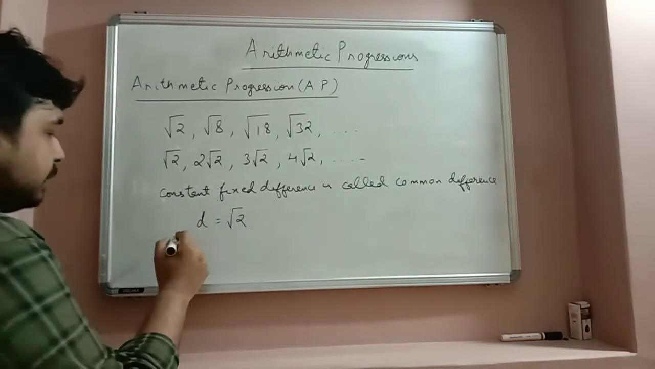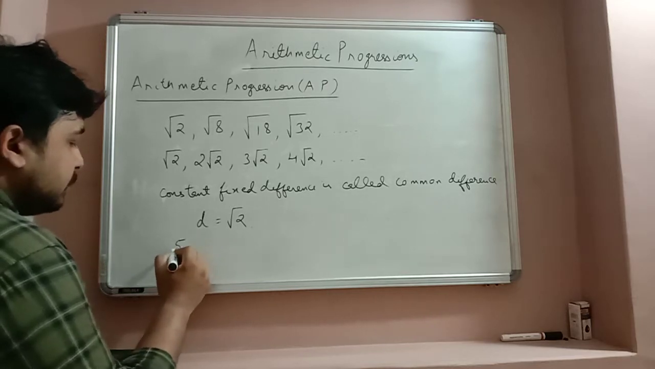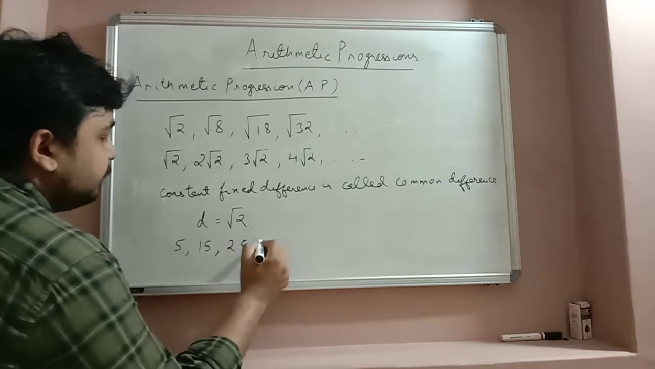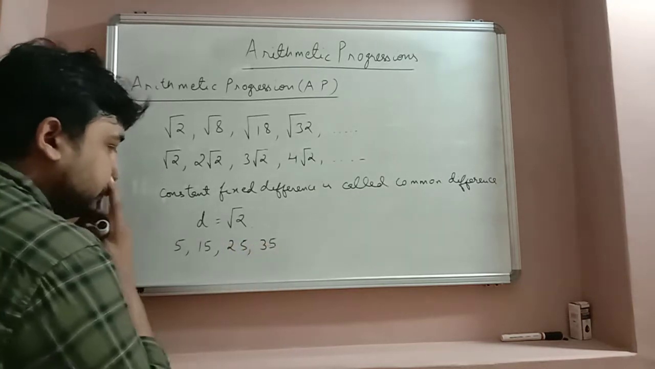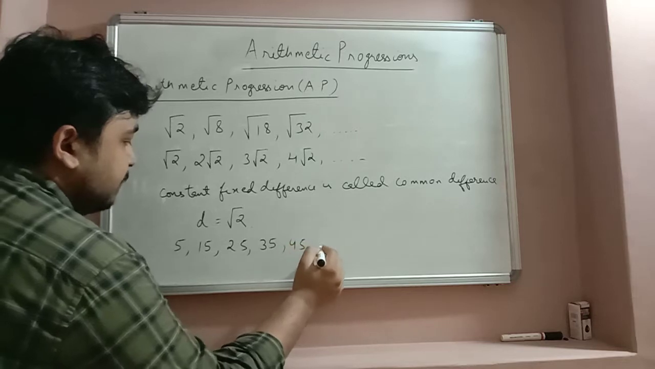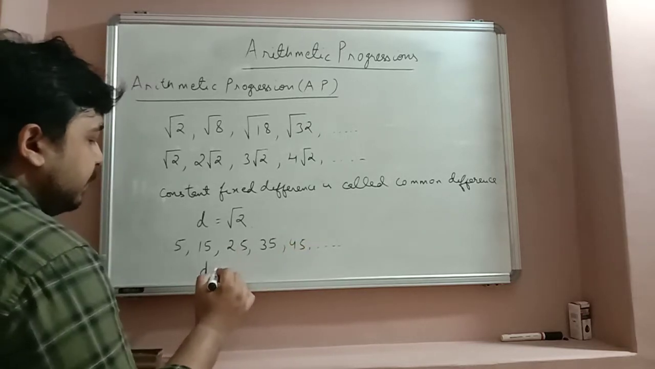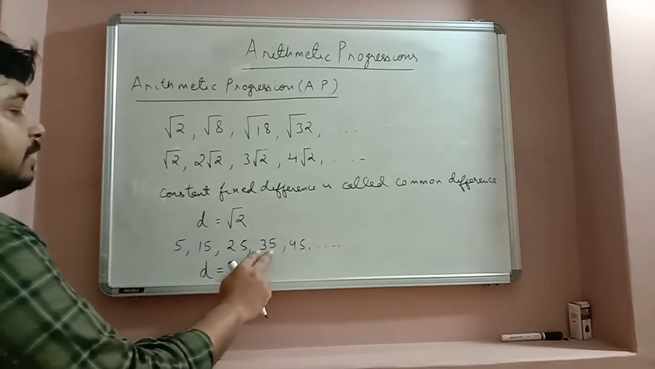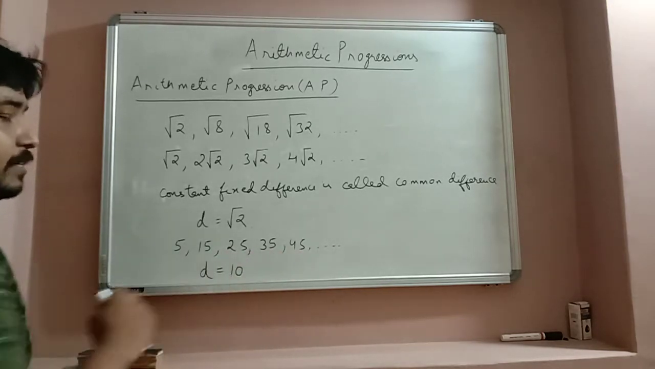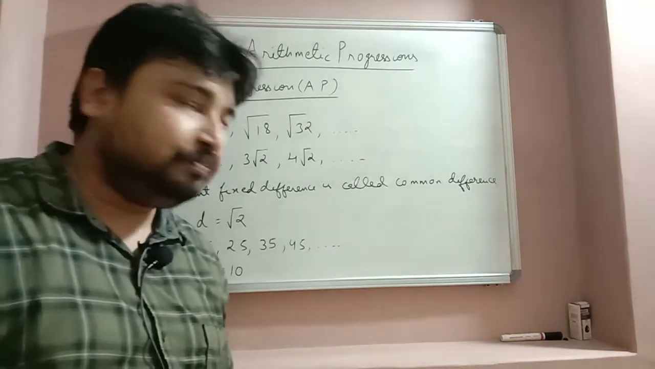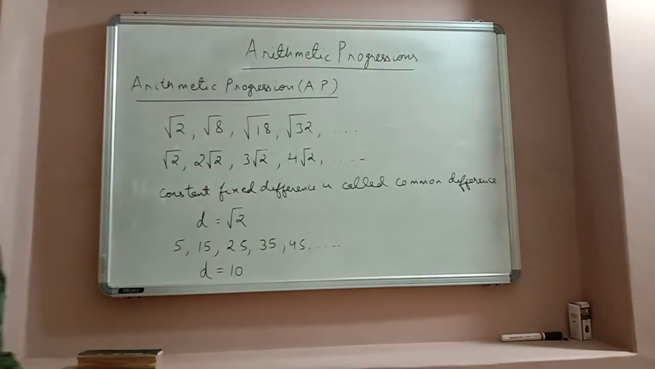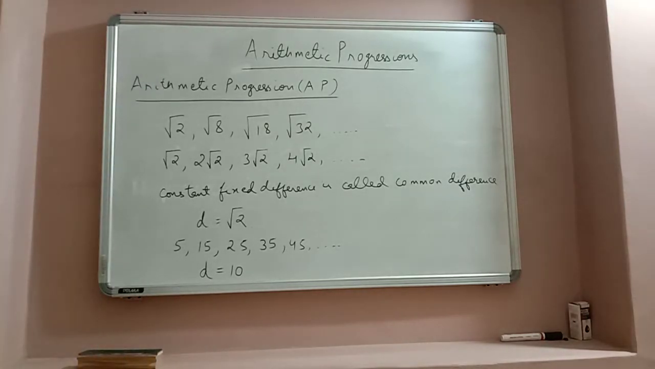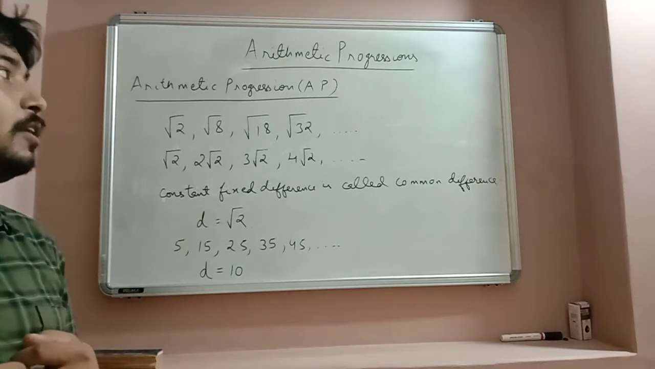Now let me consider another list of numbers. Let's say 5, 15, 25, 35, 45 and so on. Clearly here the common difference is 10. 15 minus 5 is 10, 25 minus 15 is 10, 35 minus 25 is 10, 45 minus 35 is also 10. Alright, now let's talk about some more expressions and terms of an AP.